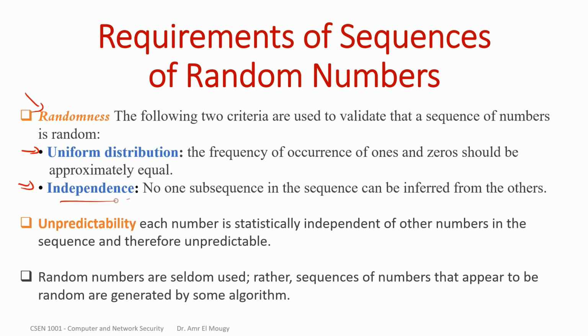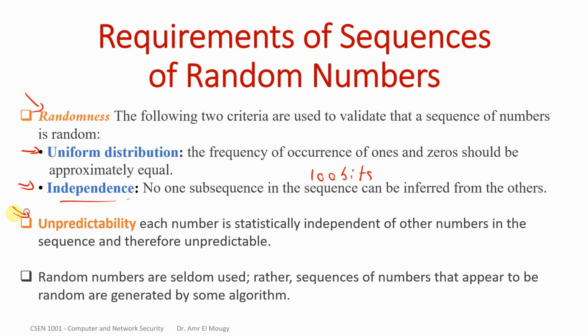The second one is independence. No one subsequence in the sequence can be inferred from the other. So for example, if you have 100 bits, if you know the first 50, you should not be able to infer the next 50. Or if you know 20 bits in the middle, that should not actually help you infer another sequence of bits. So uniform distribution and independence.